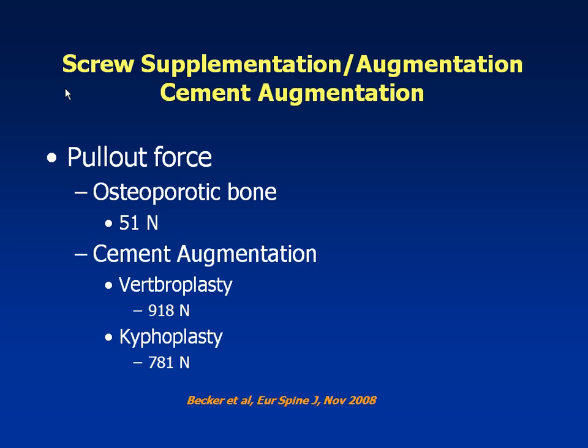Augmentation is the last effort to increase the pull-out strength of our pedicle screws, and it may be necessary especially in osteoporotic spine. Many studies have shown that especially in osteoporotic spine, when we do a cement augmentation, we may increase the pull-out force by a very considerable amount of Newton force.